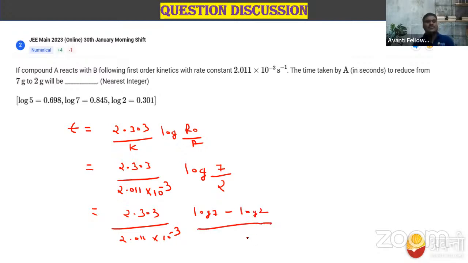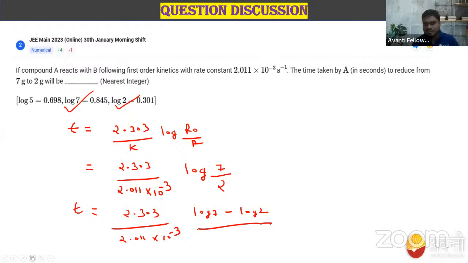So we know the values of log 7 and log 2. Just put the values from the given equation and you can calculate the time for this reaction as well. This is how you have to solve all of these questions. I hope it is clear how the numericals related to this chapter come.